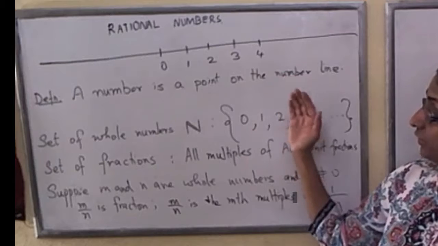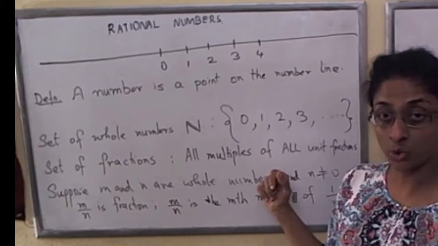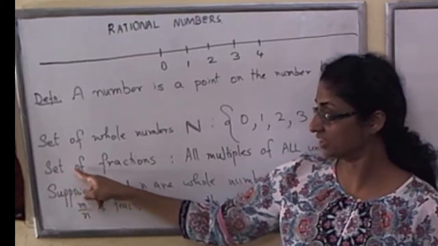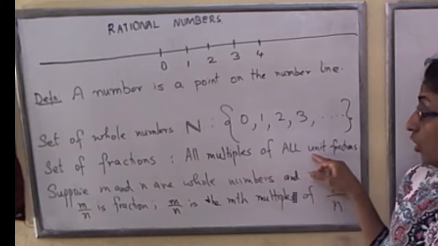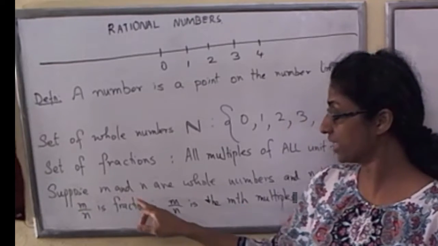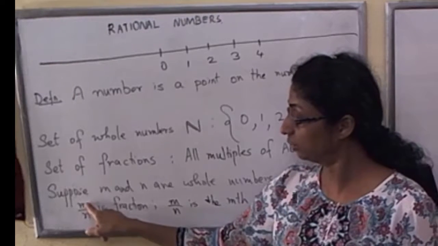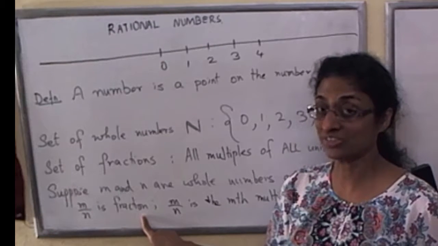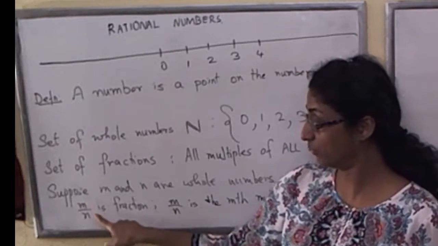And then after that we looked at some more points to the right of 0, and we labeled those points with a fraction symbol. So recall from the fraction videos that the set of all fractions are simply all multiples of all unit fractions. Another way of saying that is as follows. Suppose m and n are whole numbers and n is not equal to 0. This symbol, a whole number over a non-zero whole number, m over n, is a fraction, is what we said in the fractions video, and we said precisely which fraction m over n is.